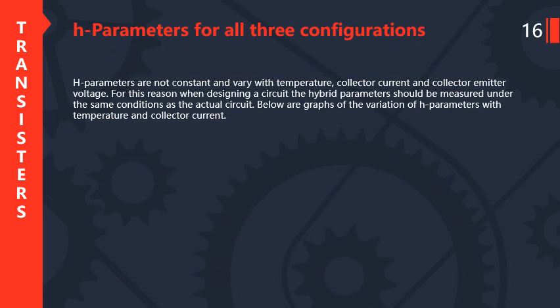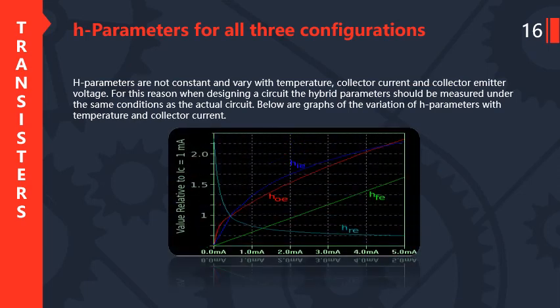H parameters are not constant and vary with temperature, collector current and collector emitter voltage. For this reason, when designing a circuit, the hybrid parameters should be measured under the same conditions as the actual circuit. Below are the graphs of the variation of H parameter with temperature and collector current. तो इस ग्राफ में हम देख सकते हैं कि टेम्परेचर और कलेक्टर करंट कम या ज्यादा होने से ग्राफ में क्या इफेक्ट पड़ेगा.